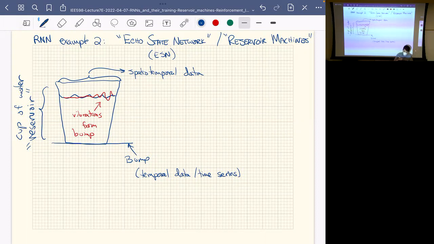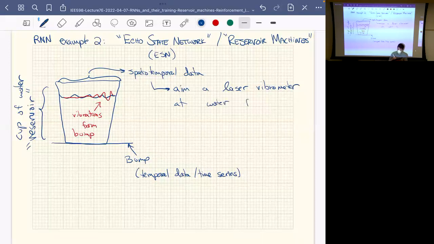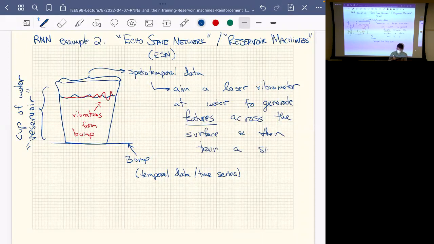and you're getting some pattern out of there. So you can imagine that maybe you could aim, like, a laser vibrometer at water to generate features across the surface. And then train a single hidden layer network based on them.